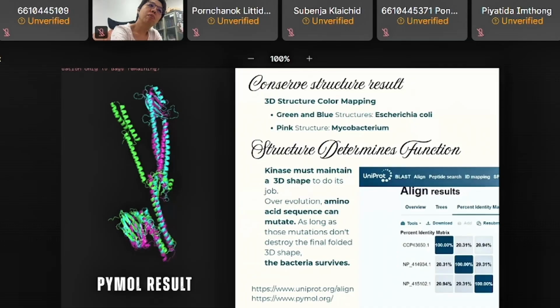This is the protein structure result. As you can see, this is the Pymol result. The pink one is Mycobacterium, and the blue one is E. coli, because the kinase must maintain a 3D shape to do its job. Although the amino acids can mutate through evolution, as you can see in UniProt's percent identity matrix, whether the same species or different species, the percent identity is quite low. But when we look at the 3D structure in Pymol, the structures nearly superimpose on each other, because as long as the mutations don't destroy the final folded 3D shape, the bacteria can survive.